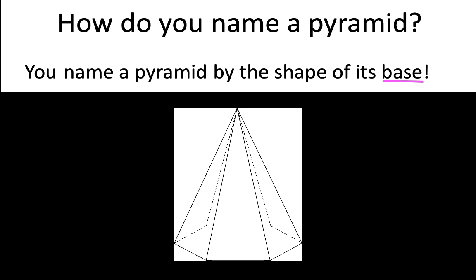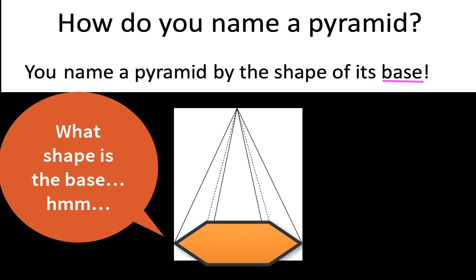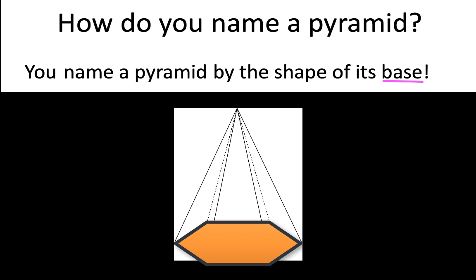So here's our final example. This is a pyramid, right? All those side faces are triangles and they're meeting at one point. So how do we name this pyramid? We name it by the shape of its base. Look at that base. What shape is it? 1, 2, 3, 4, 5, 6. That means my base is a hexagon. This, therefore, since I name it by the shape of its base, is a hexagonal pyramid. That brings us to the end of our notes. Make sure you wrote hexagonal pyramid next to that image in your notes.